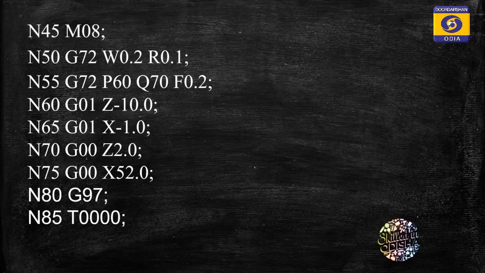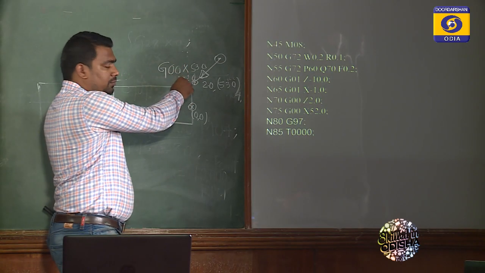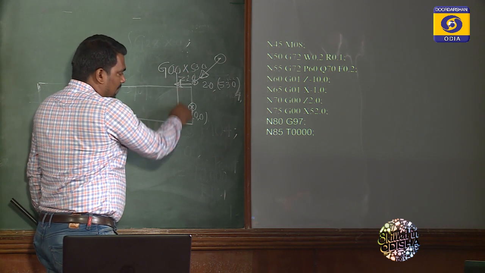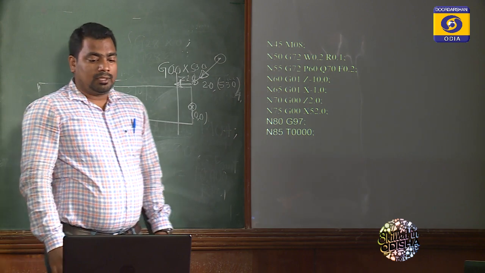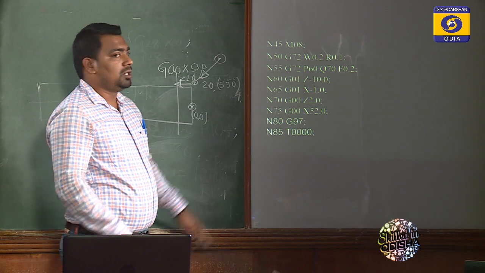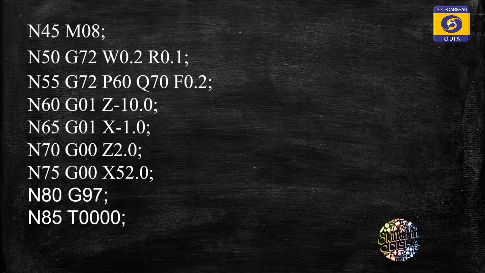W0.2 is the depth of cut in the Z direction. Since we have to operate in facing, we have to give the depth of cut in the Z direction. We have to bring the turret in this direction. So this is my 0.2. Then R is the retraction value. Then I have to give the command G72 P60 Q70. This is a canned cycle which will operate between the 60th and 70th blocks with a feed rate of 0.2.